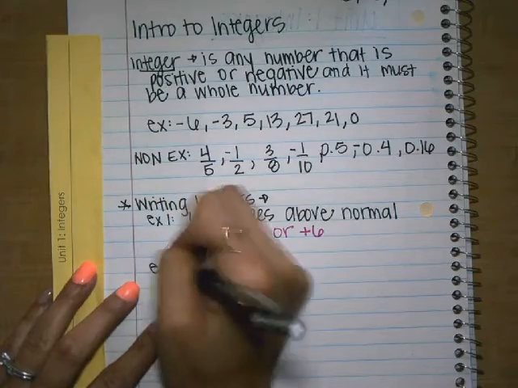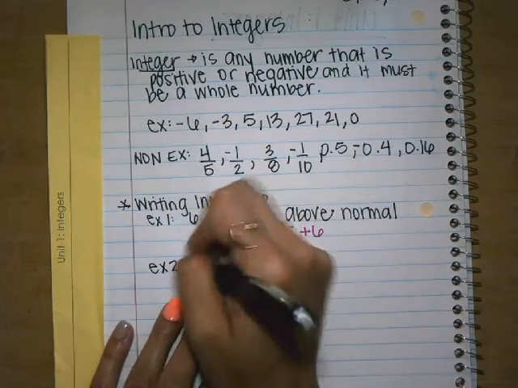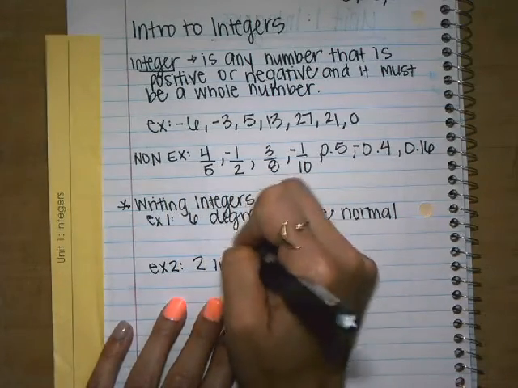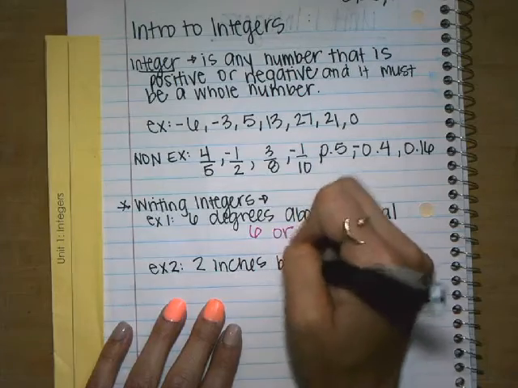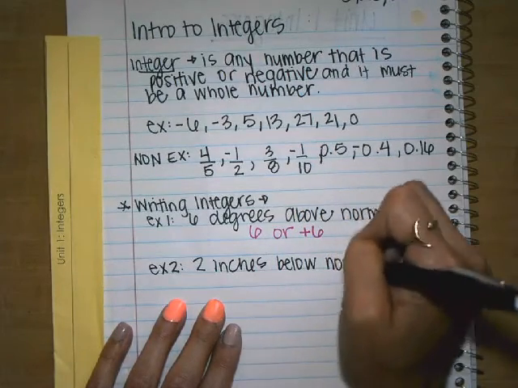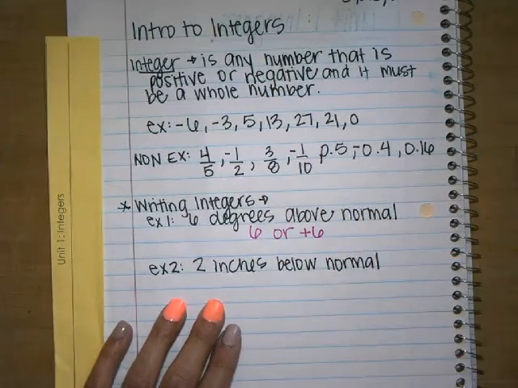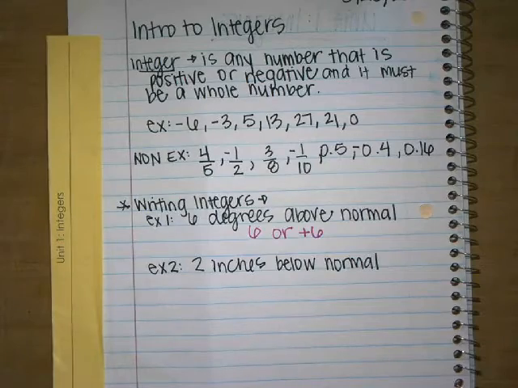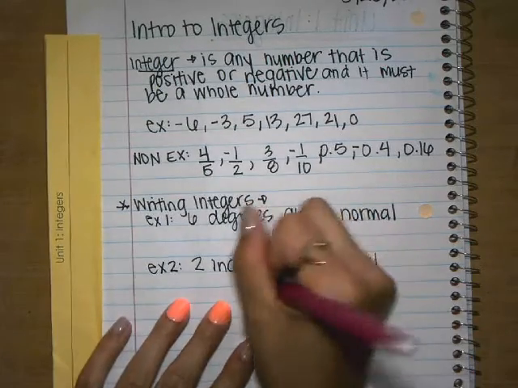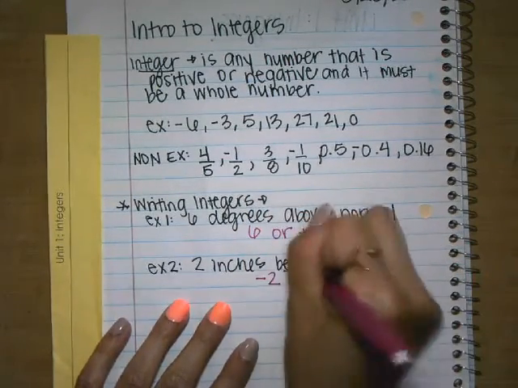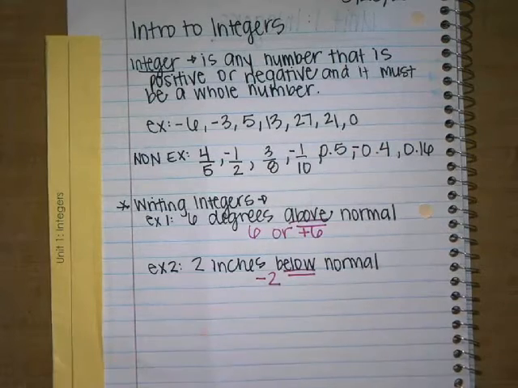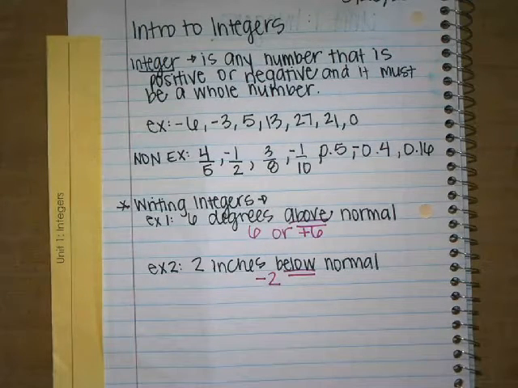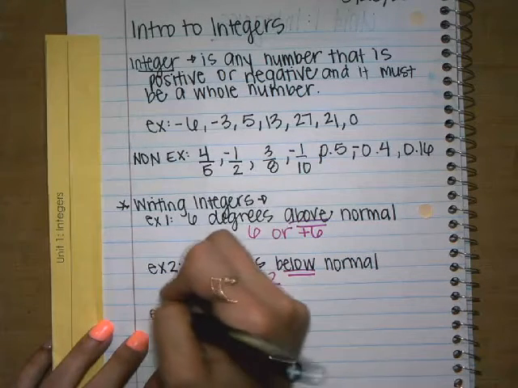All right, so let's do another example. If I write 2 inches below normal, what's the answer there, everyone? -2, because it's below, it's negative, above is positive. So you have to know what words mean what. Nope, that is the only way you can write negatives. All right, last one, and then we'll move on to the next section.